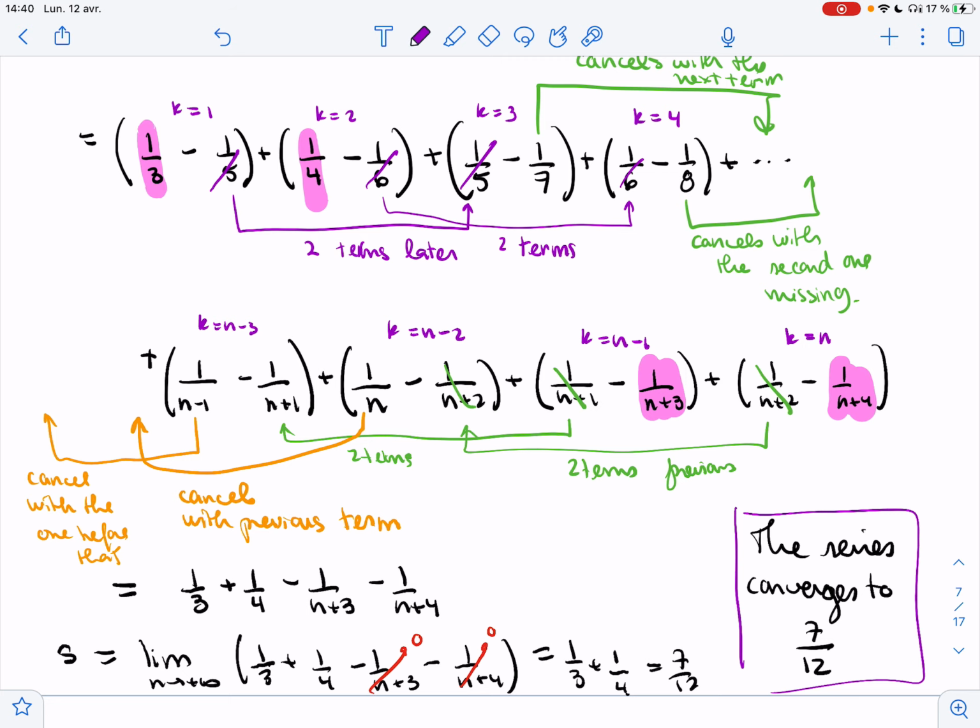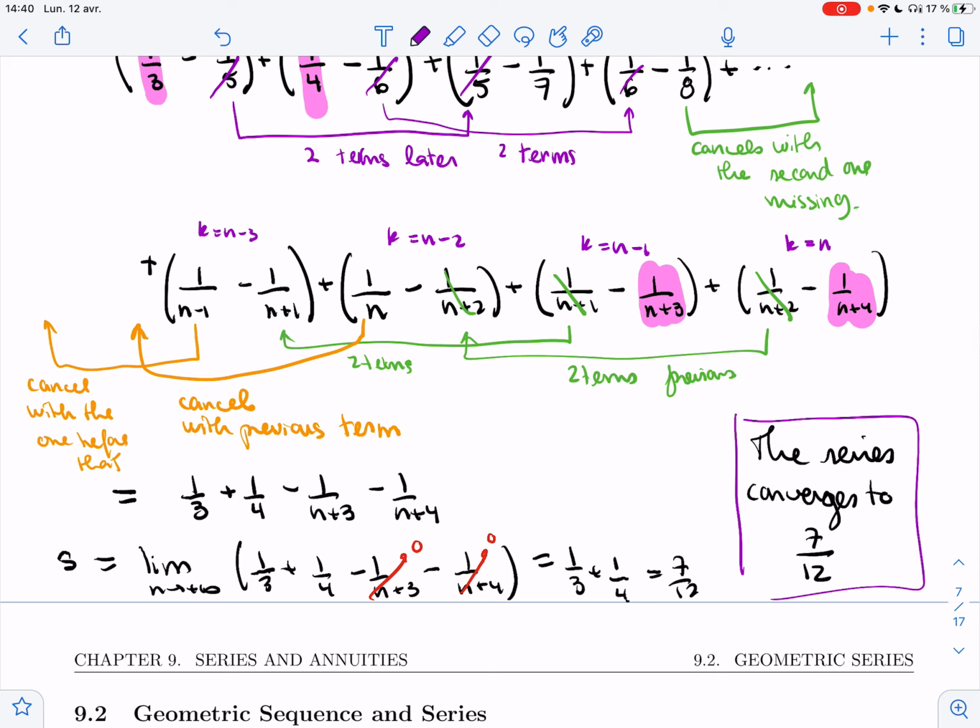So you can see the pattern of cancellation. You write the terms that are left, you take the limit, and you make sure that it's a number. If it's a number, the series converges. If it's infinity or bounces around, it's DNE, then the series diverges.